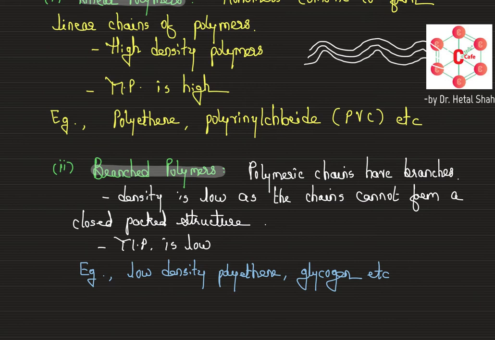If I have to give a pictorial form of branch, I can show it like this: this is one chain and this is another chain, and you may have some branches which are periodically formed, and hence the chains cannot come close to each other, right? So branched polymers will have chains not coming very close to each other, and they would not form a close packed structure. So density is low and melting points also are comparatively less, right?